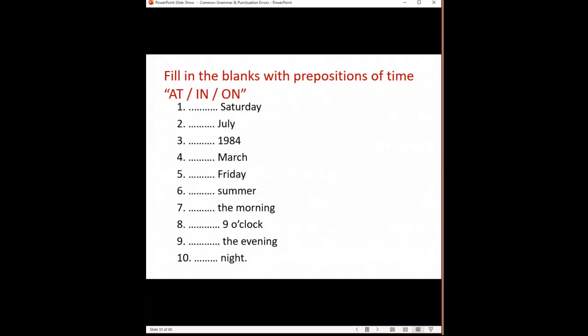Friday. Friday is like Saturday. If I want to say summer, summer. The morning, 9 o'clock. Great. At. The evening, the morning, like the evening. What are you going to use? How about night when I want to talk about time?